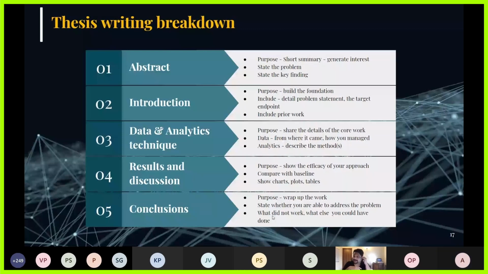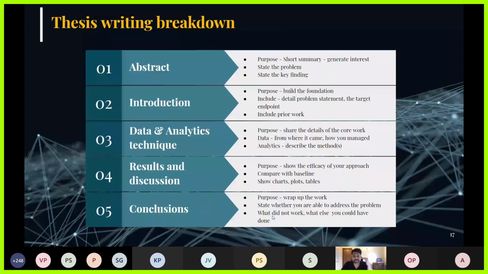In a thesis, there will be a place for abstract, introduction, data and analytics technique, results and discussion, and conclusion. You can make a little bit of changes here and there, but this is a very general guideline that you will see most theses following. Now, what do you do where?